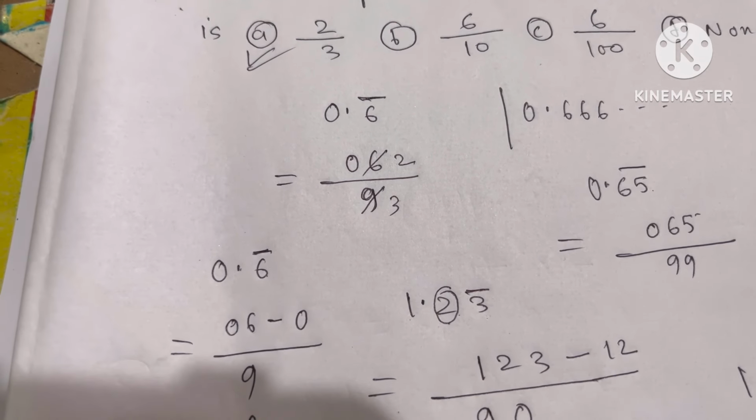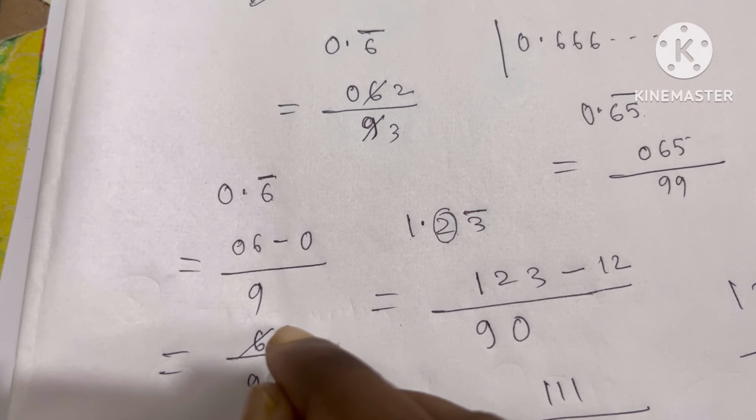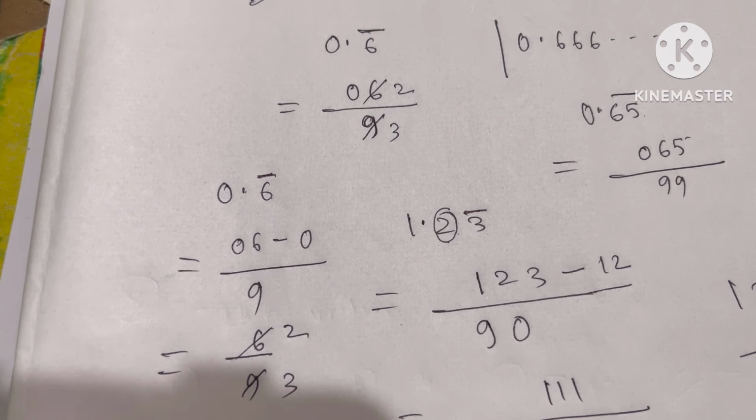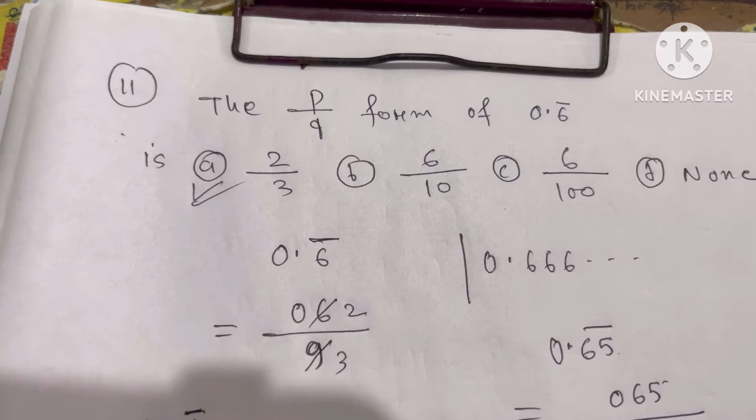6 minus 0 means 6 by 9. Cutting by 3, the same answer comes. So the answer will be 2 by 3. So which option will be correct? Option A. Okay, hope you understand.